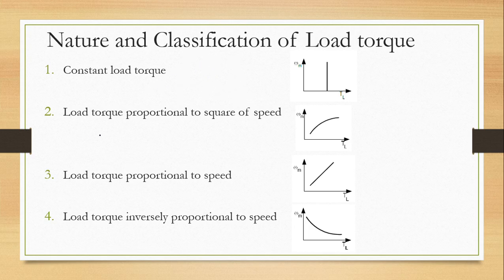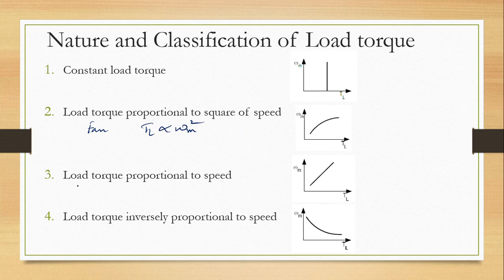The second type of load torque is the load torque proportional to square of speed, and you can see over here it is having a parabolic type of shape, and the main example that you can say is a fan. So the load torque is proportional to the square of speed. You can see that in a fan, as the speed of the fan is increasing, the load torque is increasing according to the square of the speed. The fan is one of the main examples of the load torque proportional to square of speed.